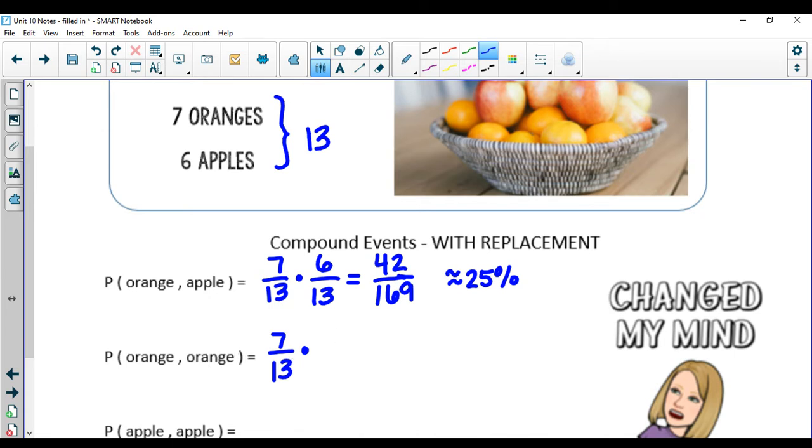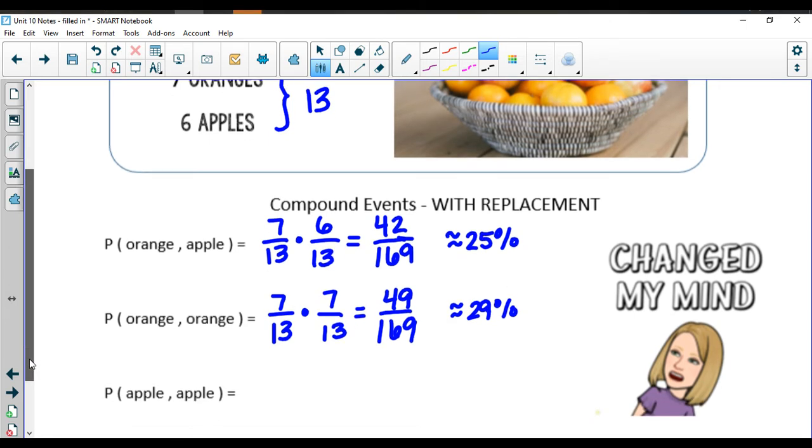So now I'm going to grab another orange, which is 7 out of 13. Again, multiplying across, I get 49 out of 169. And just out of curiosity's sake, that gives us a probability of about 29%. I feel like sometimes changing over to that percent allows us to get a better idea of what's actually happening.